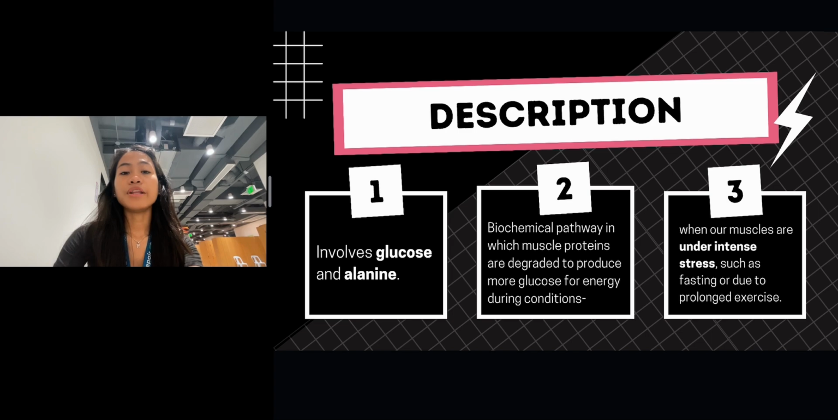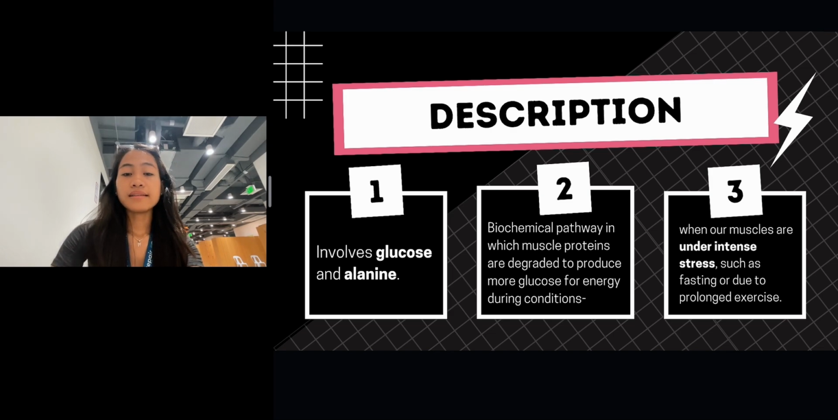liver, the body converts pyruvate into alanine via the enzyme alanine aminotransferase, or ALT. Alanine is then carried by the bloodstream to the liver, and this cycle plays an important role when muscles are under intense stress, whether it's due to strenuous activity or lack of nutrients.